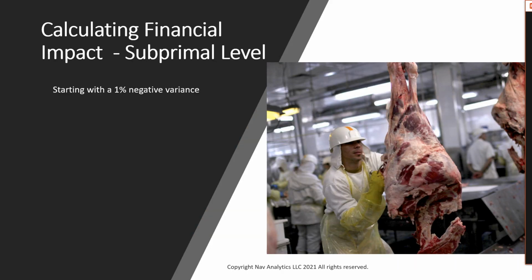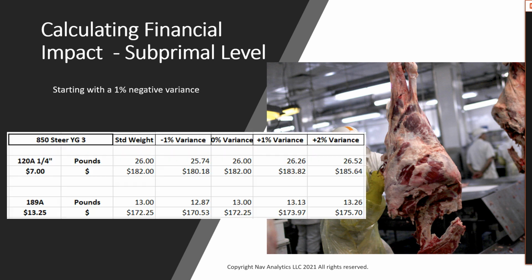Calculating financial impact at a subprimal level. We're starting off with a negative 1% variance. Our experience has been that negative 1 to negative 2% is what most fab floors generate when you actually apply detailed yields to what they've fabricated.